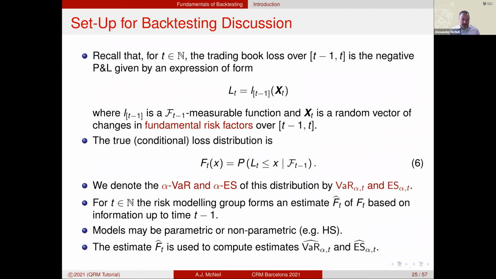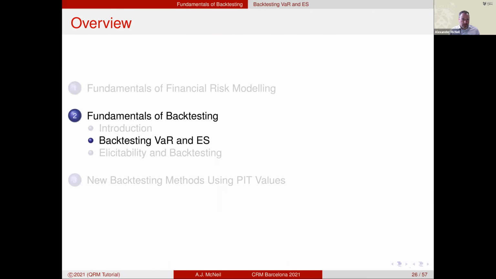So let us now look at how those would be backtested. So that is the basic setup. And how would those be backtested?